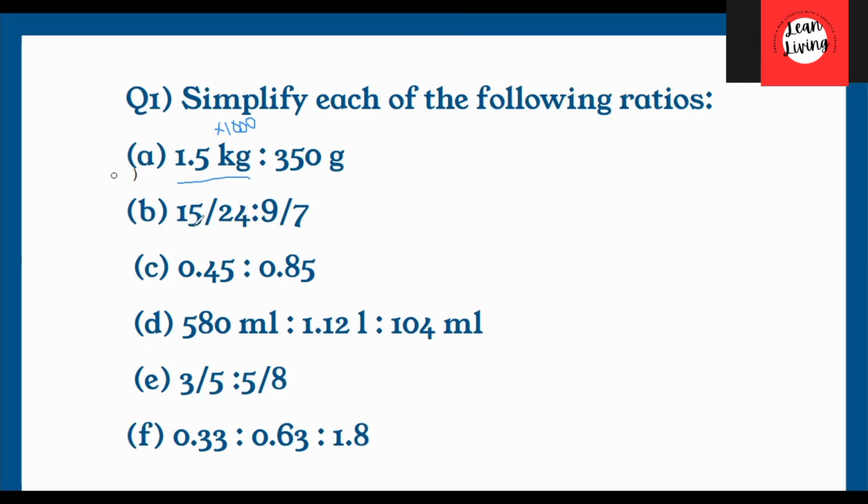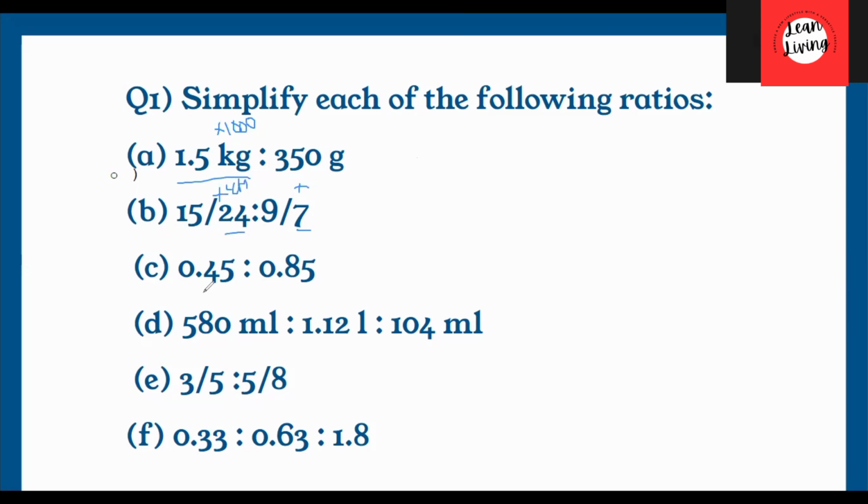Next, we are having 15/24, ratio 9:7. What we can do is, for 24 and 7, we can take out the LCM of it, and once we have got the LCM, we are going to multiply it out with that particular LCM and simplify it further.